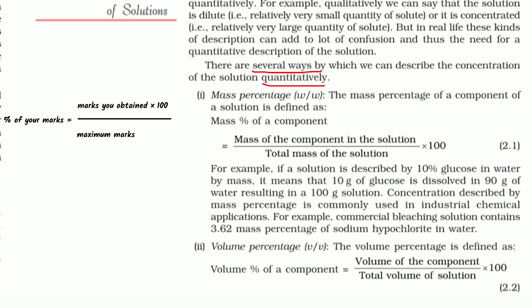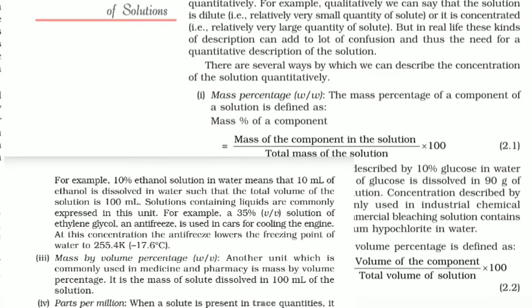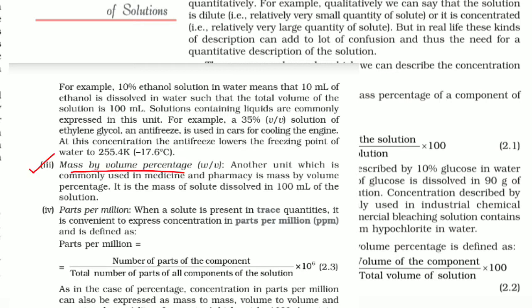So there are mainly three expressions of this type, these percentage-related expressions. They are mass percentage, sometimes known as weight by weight percentage, or sometimes weight percentage. This is the first expression of concentration. The second one is volume percentage, or volume by volume percentage, and the third one is mass by volume percentage, represented by W by V, also known as weight by volume percentage.